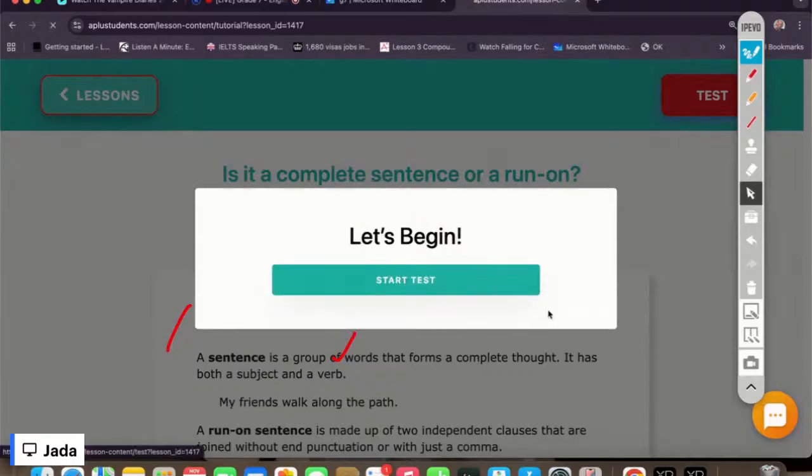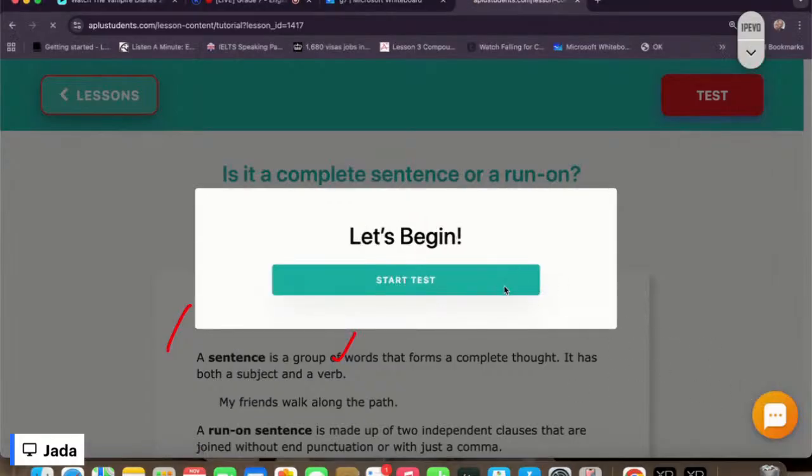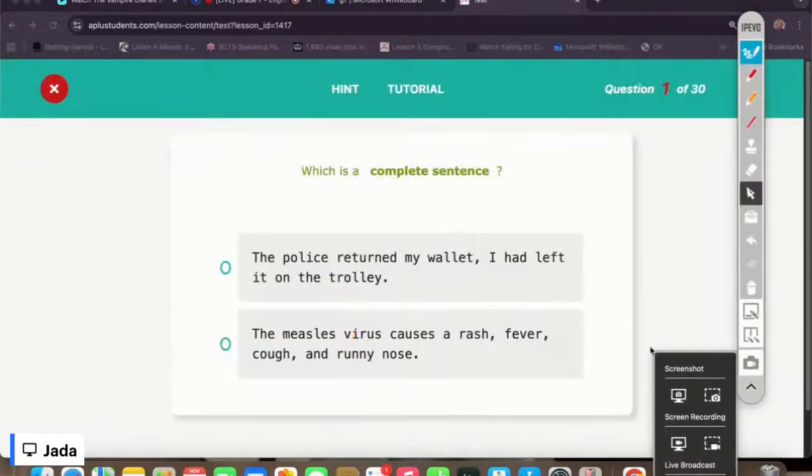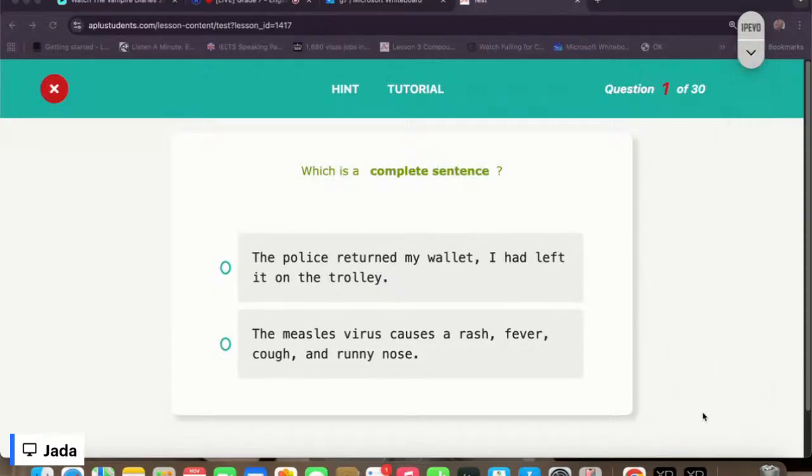All right. Let's move to the test, and I want you all to share your answers with me because I can see them. All right. So which is a complete sentence? Is it the first or the second?